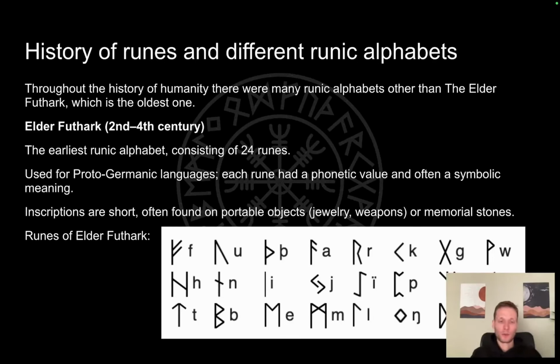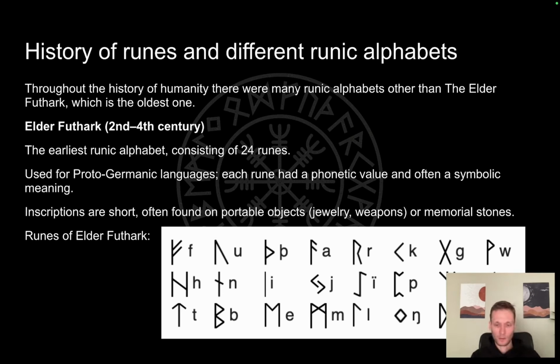Okay, let's proceed with the history of runic alphabets. As we already know, the Elder Futhark is considered the oldest one. It's dated 2nd to 4th century. It's the earliest runic alphabet consisting of 24 runes. It was used for Proto-Germanic languages. Each rune had a phonetic value and often a symbolic meaning.